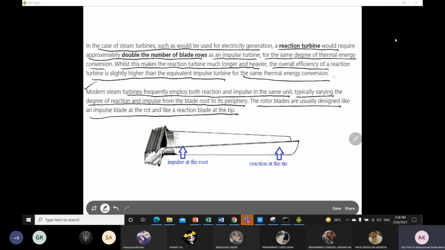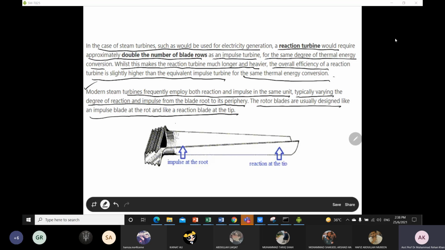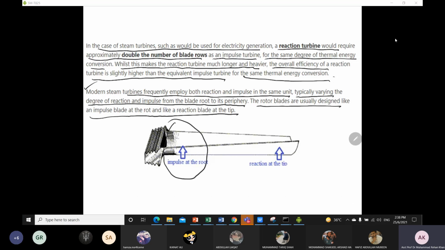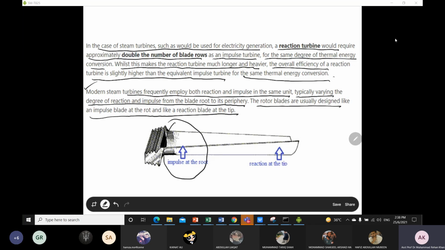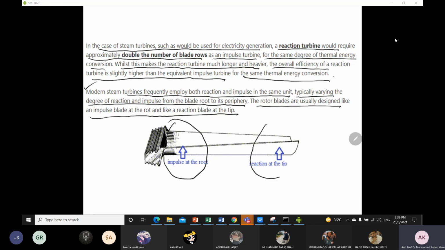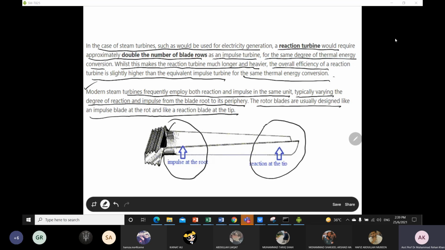If you look at the blade configuration, we can easily figure out that at the root it is more of an impulse type of blade, and at the tip it is more of a reaction type of blade. So why do we have to use this type of arrangement in the turbine? Usually our main target is to develop an arrangement where we get the maximum efficiency, that is, if you give the minimum steam, you get more rotation.